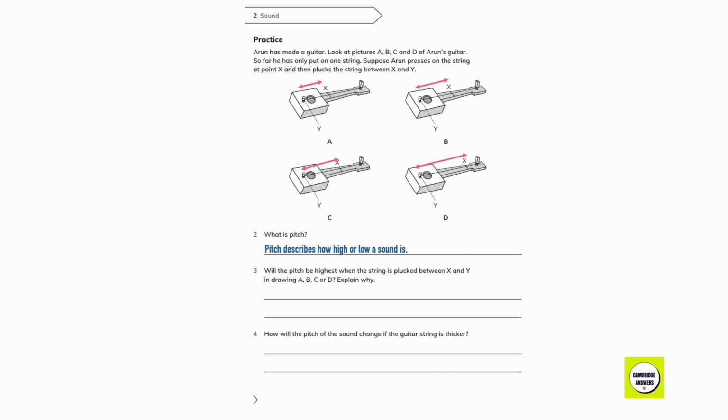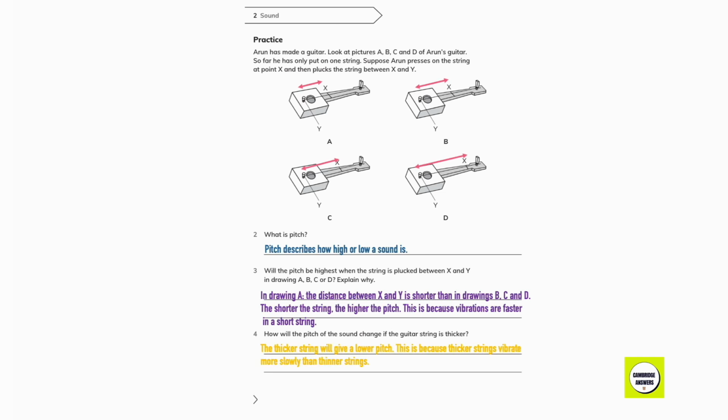Will the pitch be highest when the string is plucked between X and Y in drawing A, B, C, or D? Explain why. In drawing A, the distance between X and Y is shorter than in drawings B, C, and D. The shorter the string, the higher the pitch. This is because the vibrations are faster in a short string. How will the pitch of sound change if the guitar string is thicker? The thicker string will give lower pitch. This is because thicker strings vibrate more slowly than thinner strings.